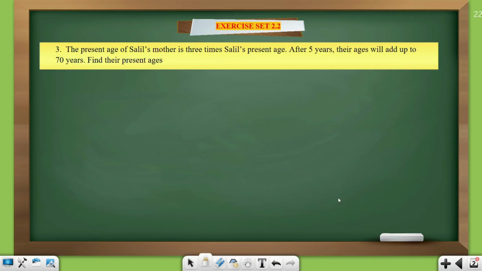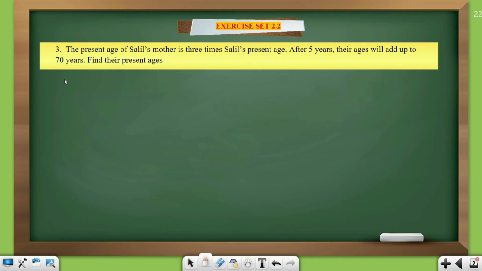In the next problem, the third question: the age of Salil's mother is 3 times Salil's present age. After 5 years, their ages will add up to 70 years. Find their present ages. So here two things are there: the present age of Salil's mother and the present age of Salil. The clue is that the age of Salil's mother is 3 times the age of Salil.